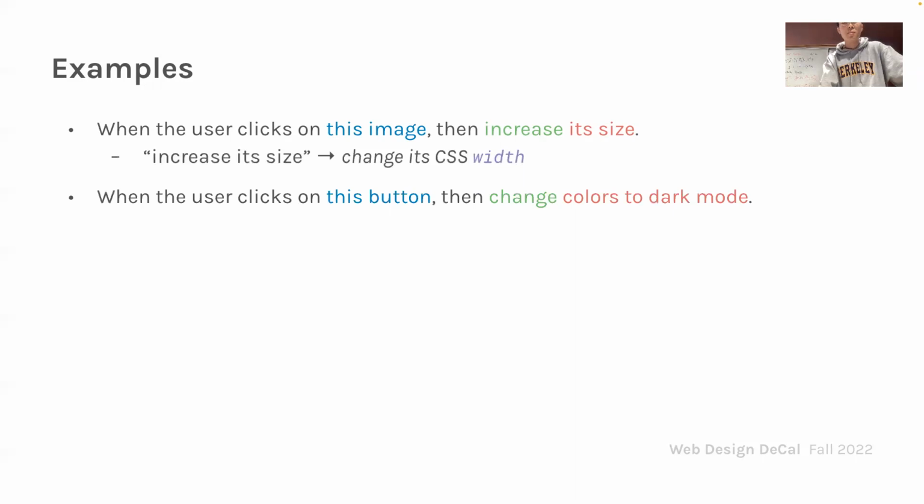With this next one, feel free to raise your hand and take a guess. When the user clicks on a button, we're going to change the colors to dark mode. To break this down, let's think about what CSS properties we would need to change, and what we would change them to. Does anyone have any guesses?